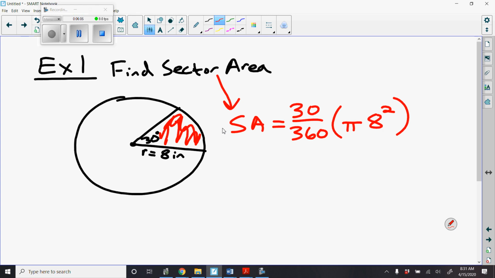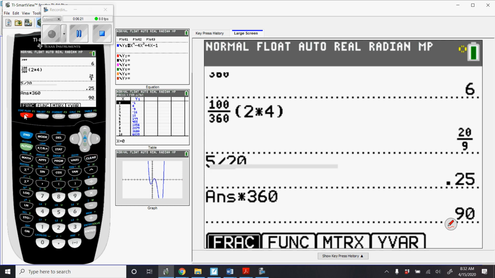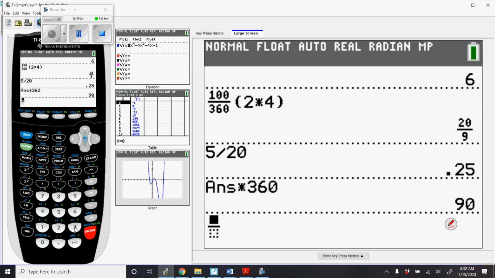Once again, I can do this by hand and reduce this thing, or I can use a calculator to make it easier on you if you want. So again, I'm going to type in everything. I'm going to do 30 over 360. I'm going to type in everything except for the pi. So instead of writing pi 8 squared, I'm just going to write 8 squared. Or if you know 8 squared is 64, just write 64.